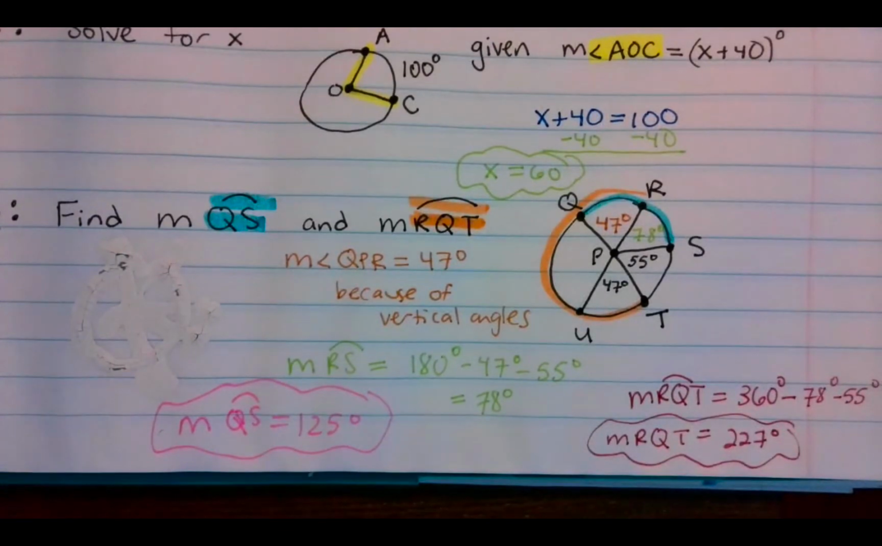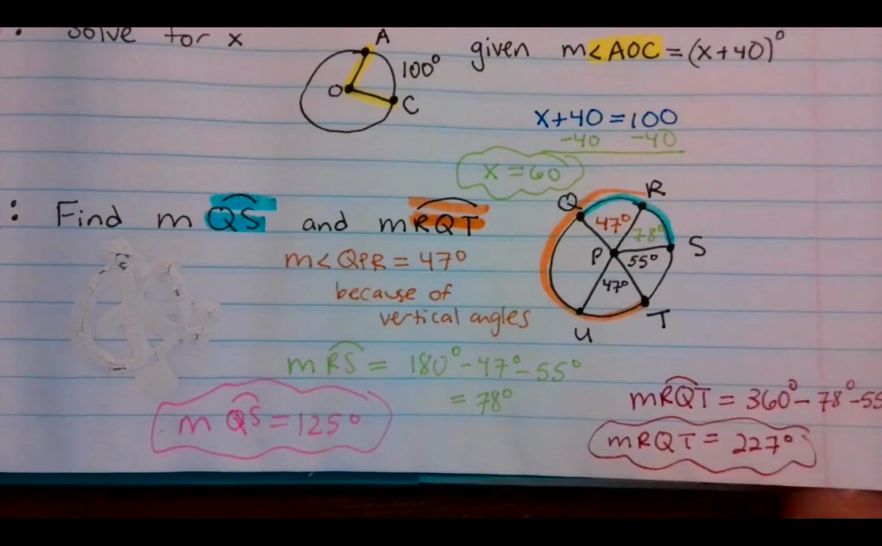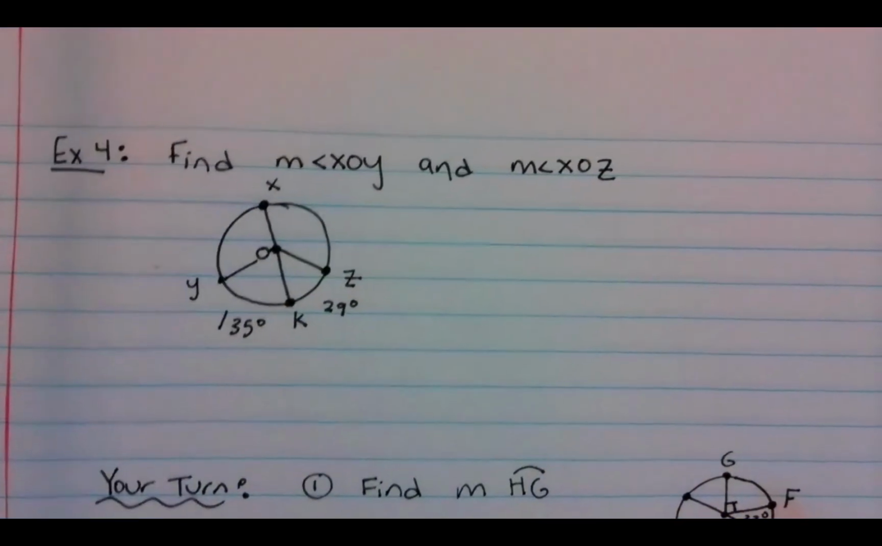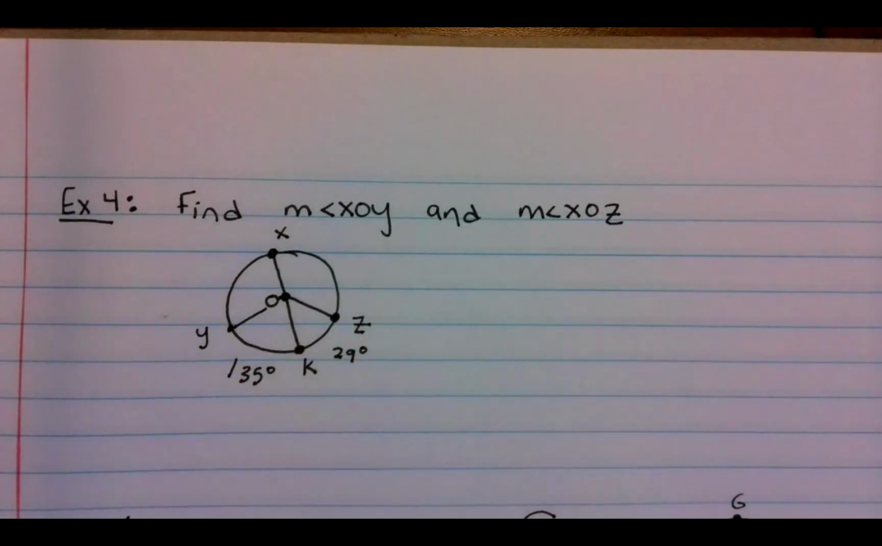Okay, so I'm going to turn my page now for example 4. Okay, so given this picture, we're asked to find the measure of angle XOY and the measure of angle XOZ. And I just want to remind you that none of these pictures are drawn to scale, so if it doesn't look like that measure, I apologize. I'm doing my best here.